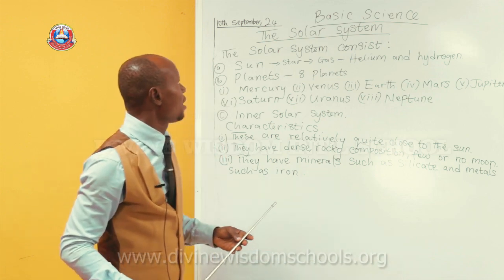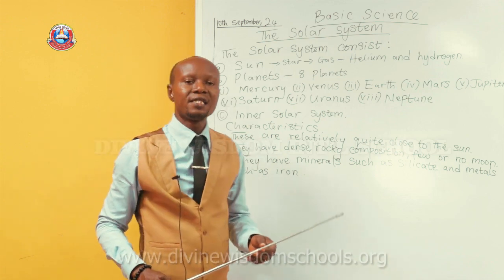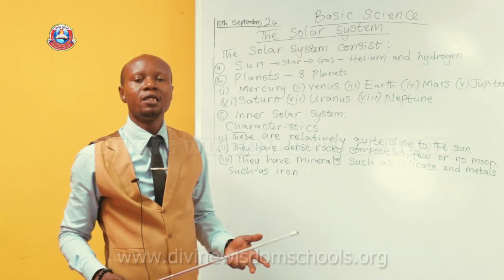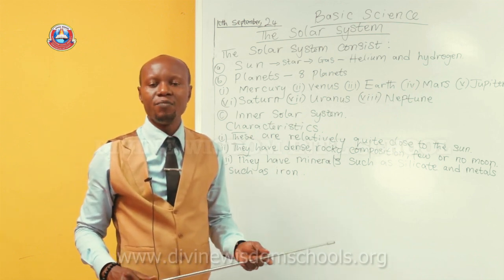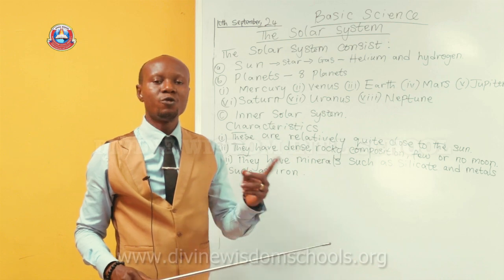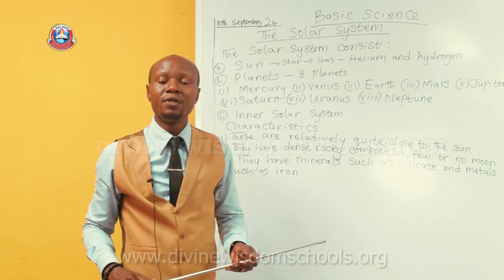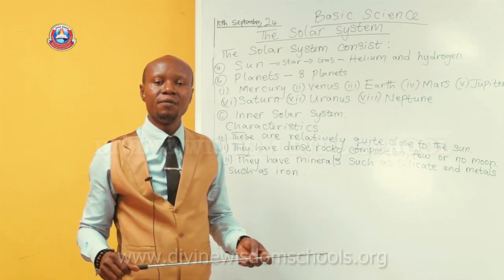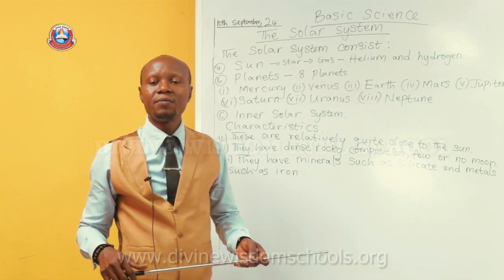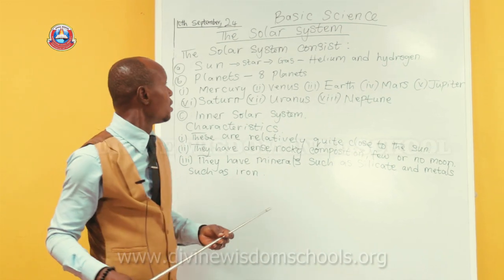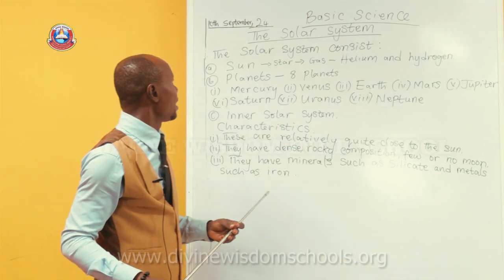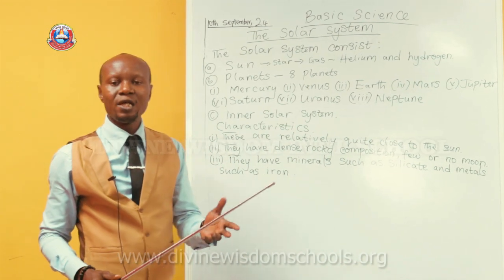The reason why we'll be looking at the solar system as one of the systems in the universe, for we have many systems in the universe, is because the solar system is the only system that has living things in it. And so we are going to look at what the solar system is.